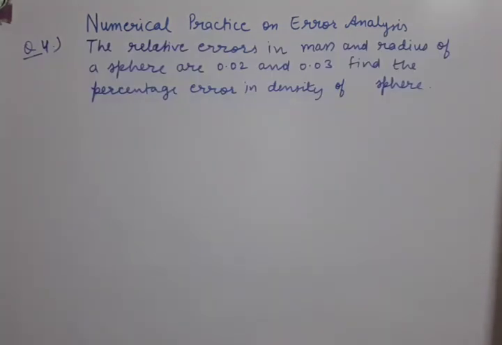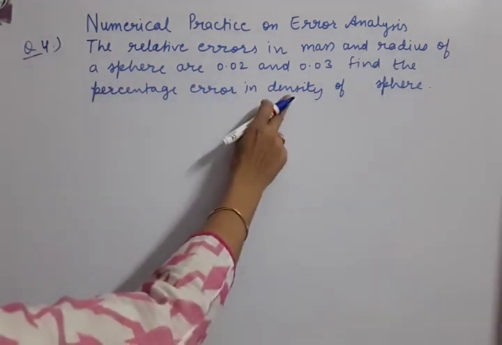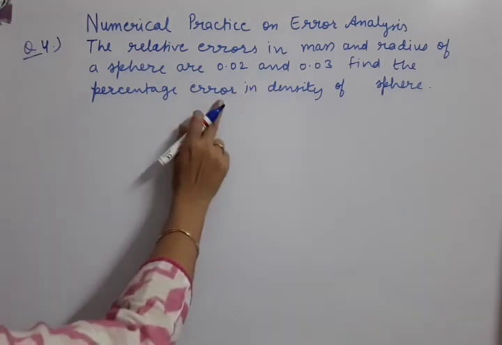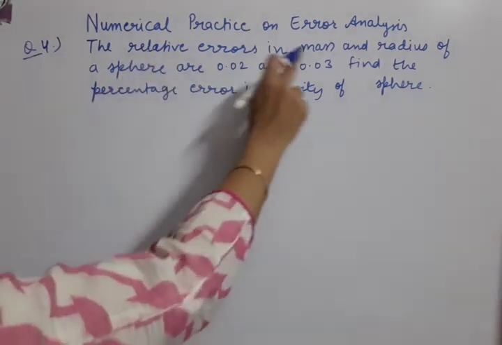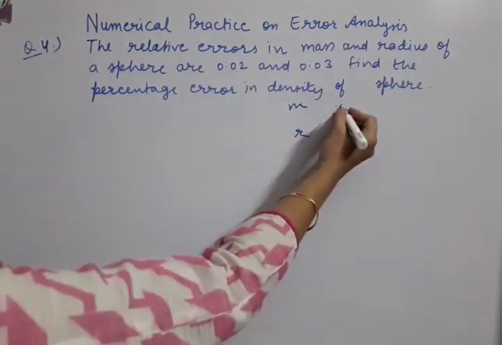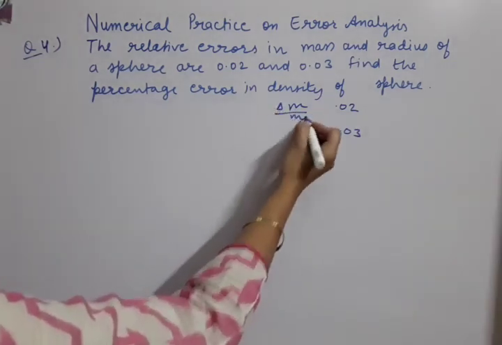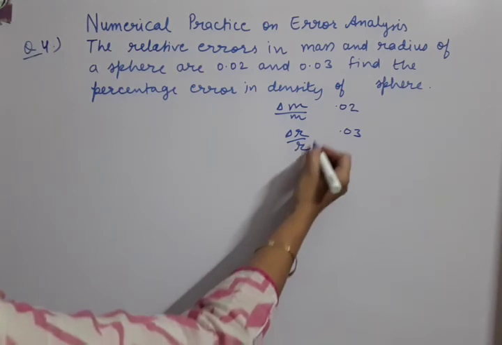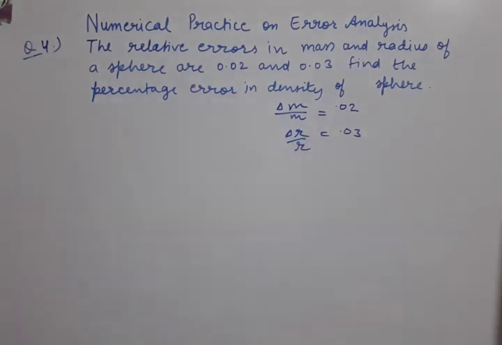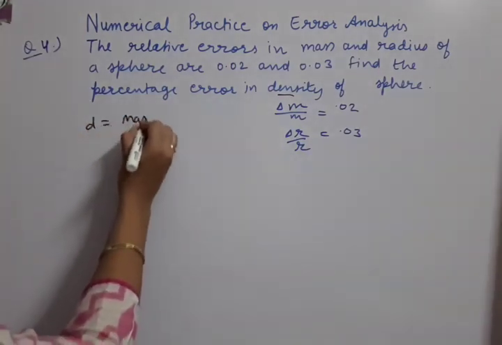Let's see the fourth question. As I told you, we have to always see the quantity in which error is asked. So here relative errors in mass and radius of the sphere are given, 0.02 and 0.03. Now relative error means delta m by m and delta r by r. These are given. Find the percentage error in density of the sphere. So we should know the density formula. Density formula is mass upon volume.